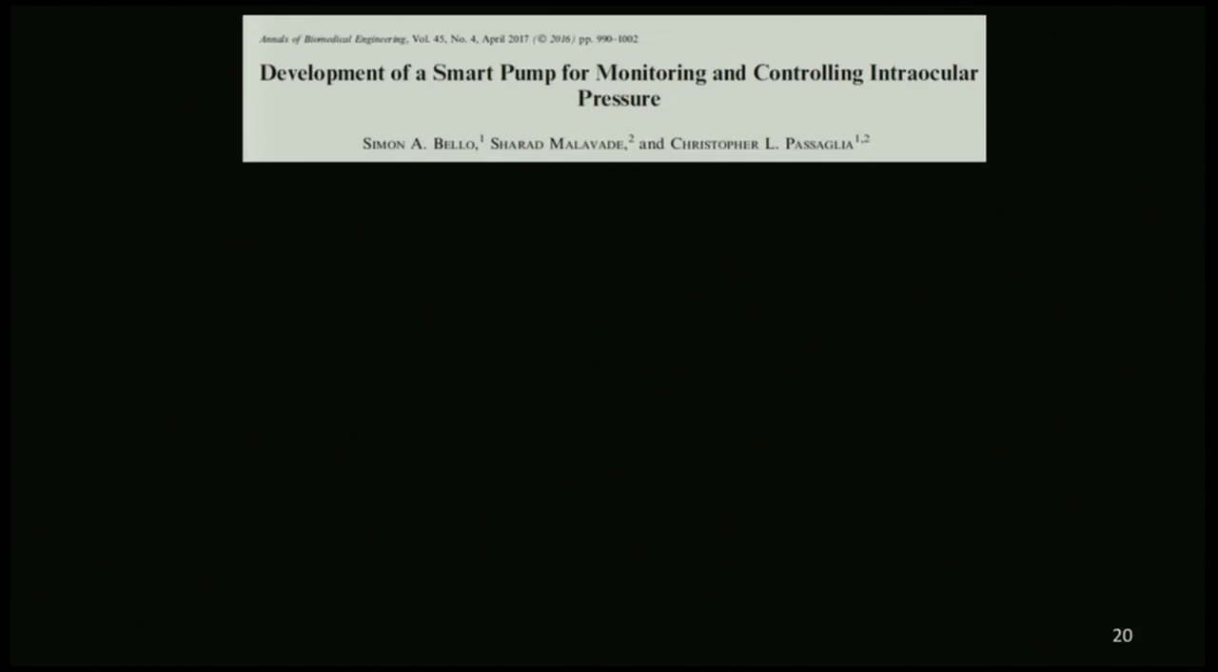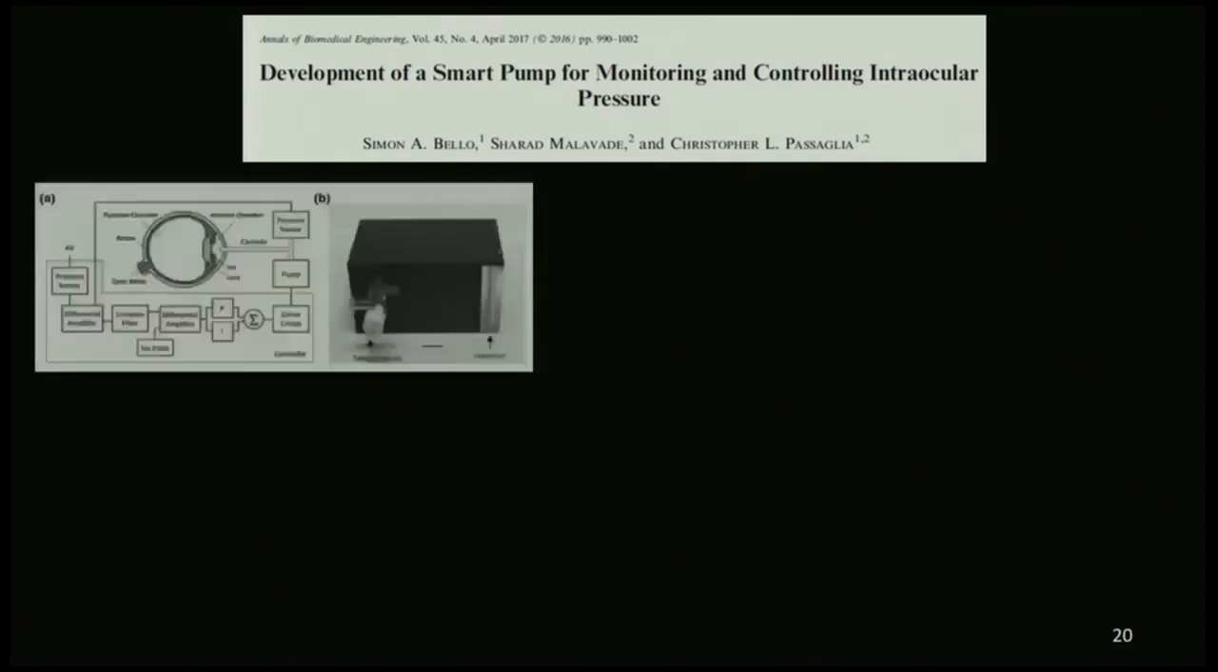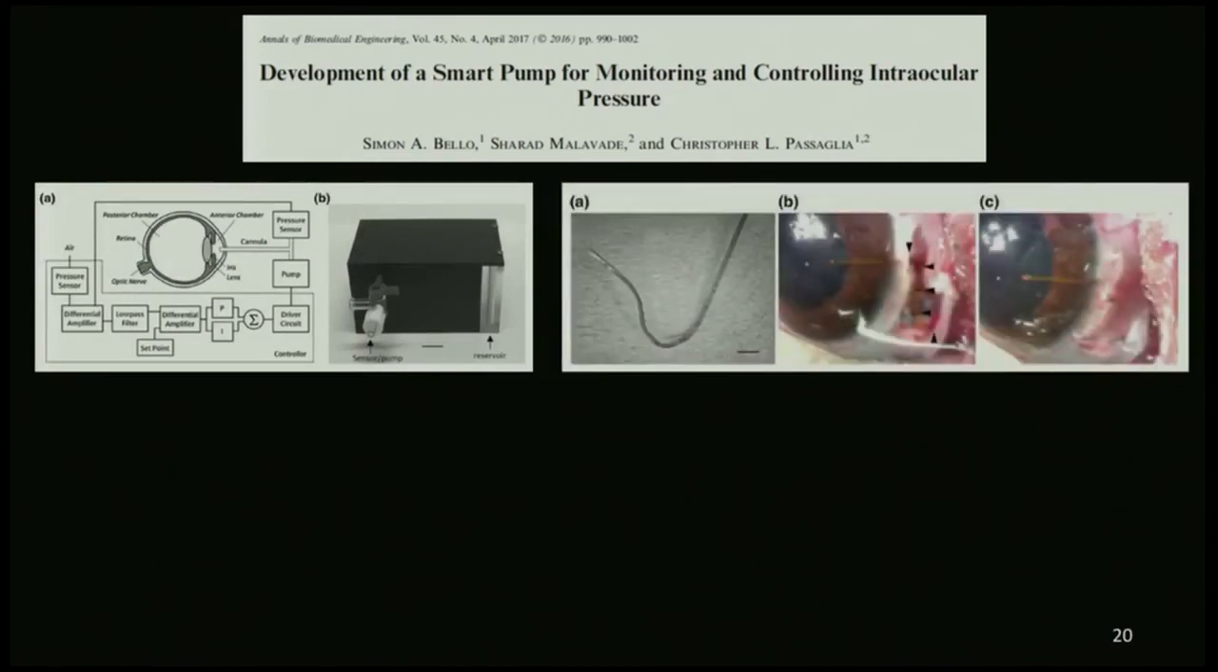All right, and this is the paper by Bello and Passaglia. This is the last paper of the anterior chamber cannulation segment of the talk. And they developed a smart pump to monitor and control intraocular pressure simultaneously. And this is what their apparatus setup looks like. They surgically implanted a cannula within the eye, and this is what it looks like after it's healed. And so that cannula stays in the eye, and they have some really good long-term data for that cannula basically being fairly benign in the eye.